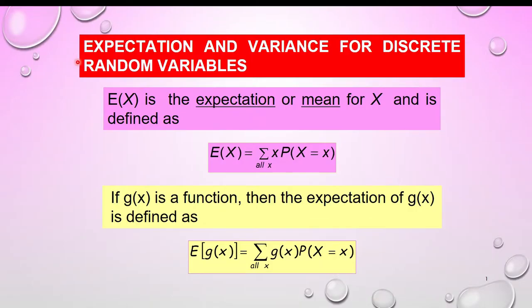Expectations and variance for discrete random variables. The expectation of X, or mean of X, is defined as the summation of each value of x times the probability for each x. If given g(x) is a function, then the expectation of a function g(x) is defined as the summation of the function g(x) times the probability of X equals x.